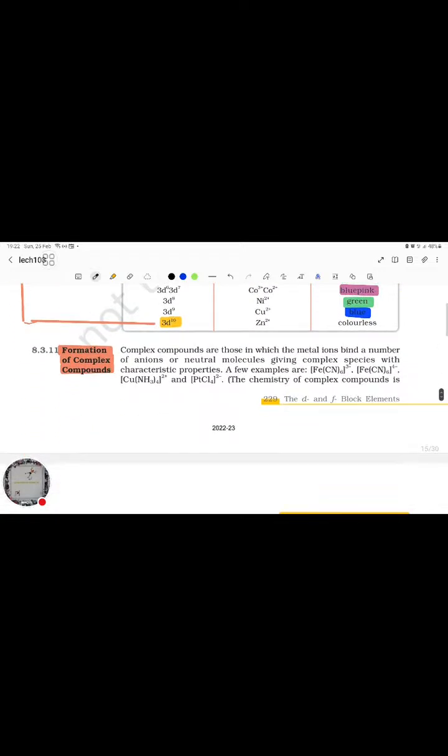Next, formation of complex compounds. Complex compounds are those in which the metal ions bind a number of anions or neutral molecules, giving complex species with characteristic properties.